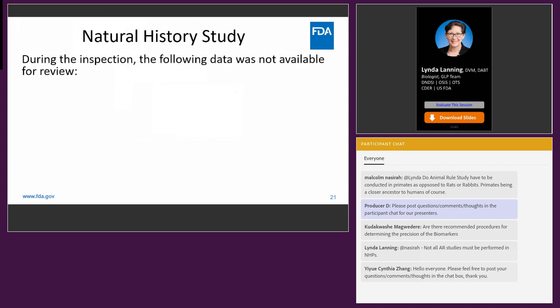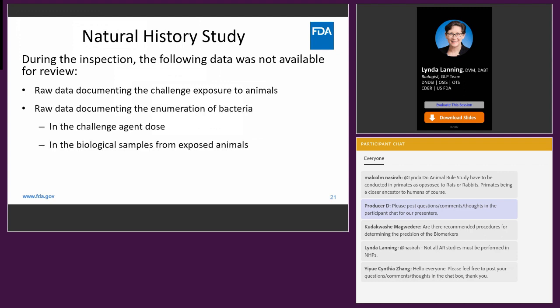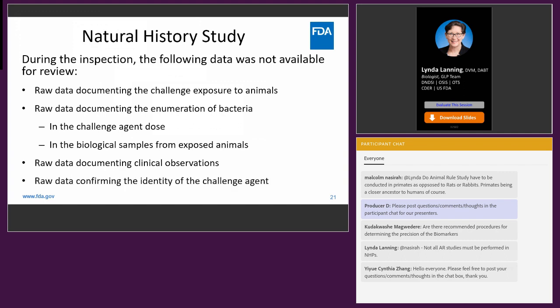During this inspection, the following data was not available for review. Raw data documenting the challenge exposure to animals, raw data documenting the enumeration of bacteria in the challenge agent dose and in biological samples from the exposed animals, raw data documenting the clinical observations, and raw data confirming the identity of the challenge agent.